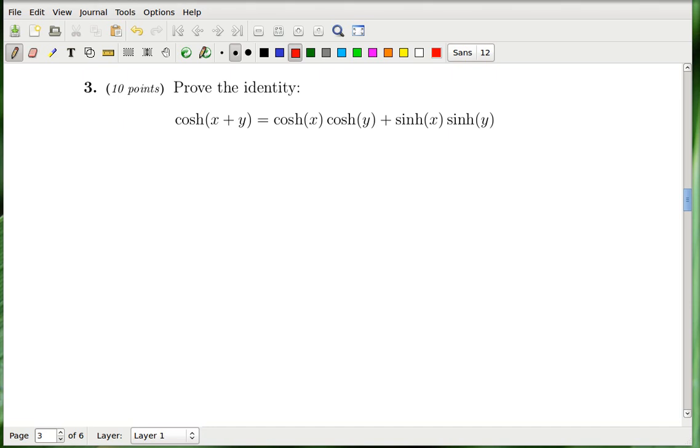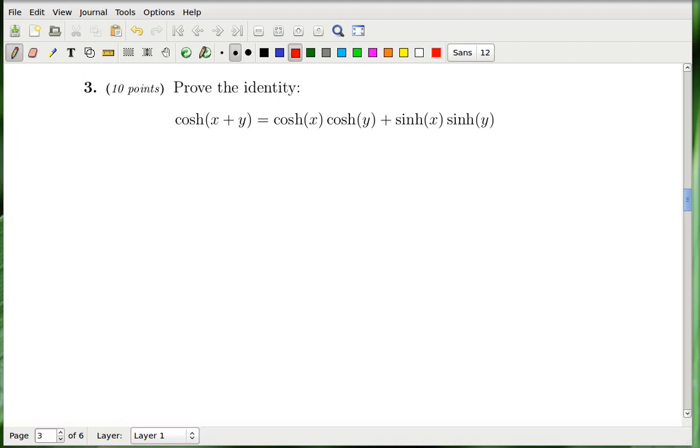Alright, so let's take a look at this question that is about hyperbolic functions. It says prove the identity, and I know that sounds hard. You think, oh my god, how do I do a proof? But all you have to do is show that the thing on the left is really the same thing as the thing on the right.